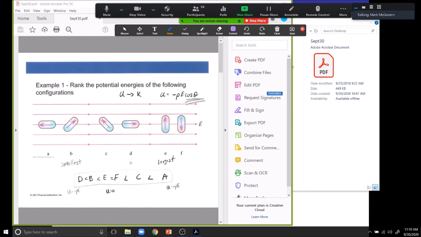Next largest, E and F are identical. They're both perpendicular to the field, which is the zero-point configuration. Your cosine is of 90 degrees, and cosine of 90 degrees is 0. So E and F are the same. Then C, and then A is anti-parallel. With A being anti-parallel, the value of the potential energy is PE. That's the largest, so the entire range of the potential energy is 2 PE. Anyway, that's how we rank the configurations here.